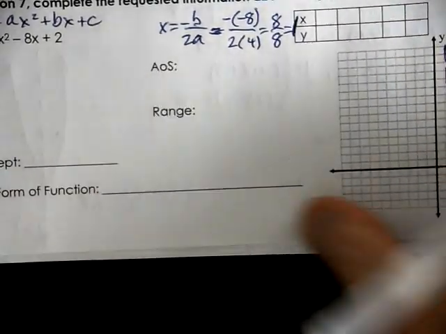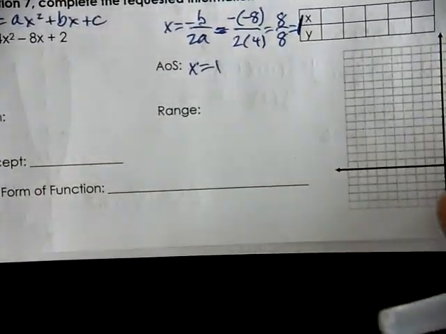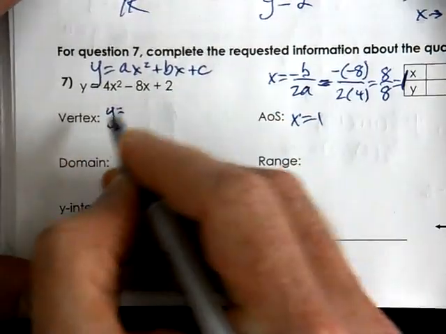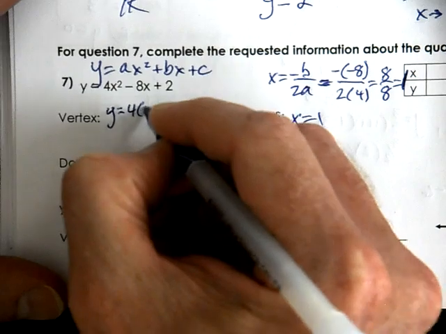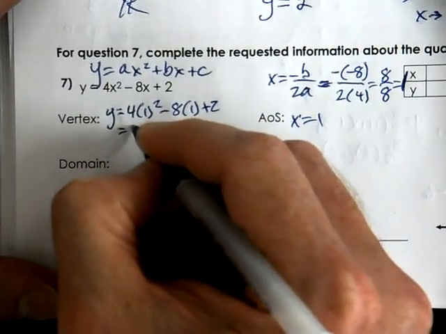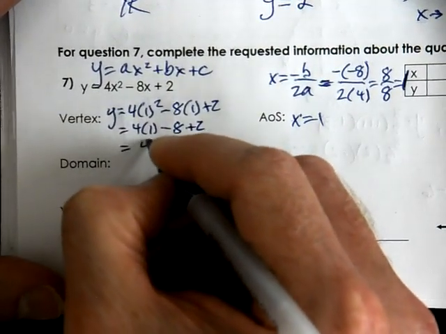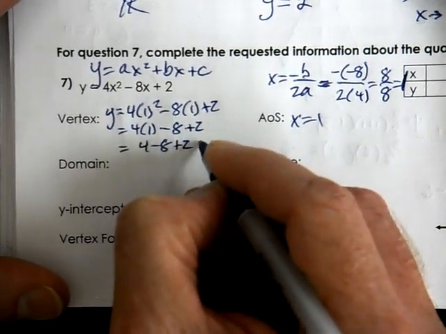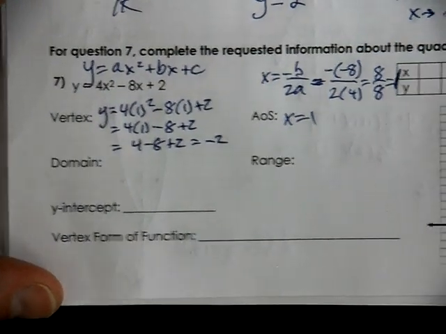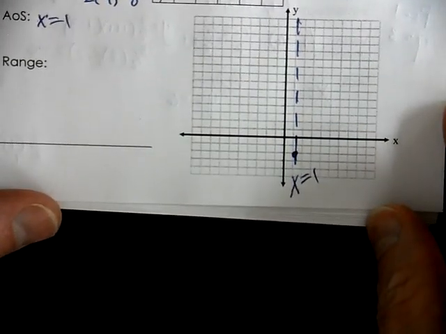So now I need to figure out what my y value of the vertex is. To solve for y, I'm going to plug the x value back into the equation. So this is 4 times 1 minus 8 plus 2. 4 minus 8 plus 2. That's going to be -2. So we're going to have a y value at -2.